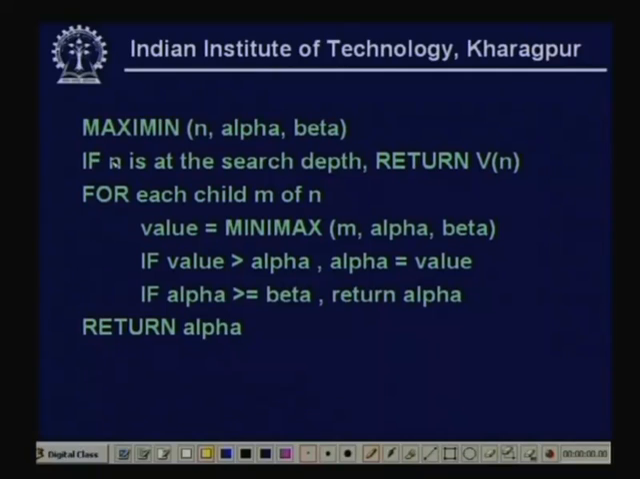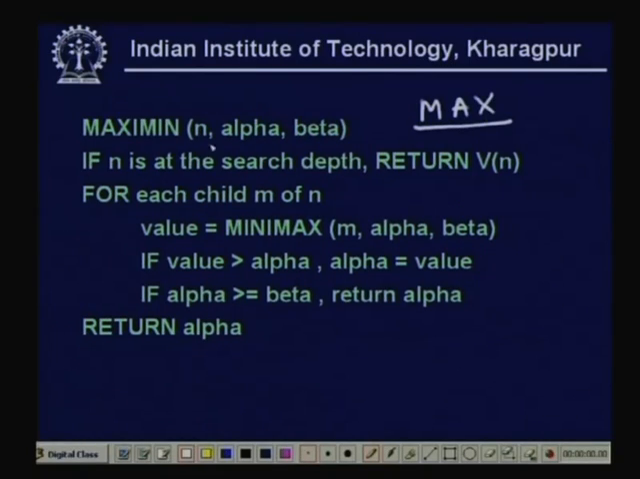Now, let us try to outline the entire minimax search. So, we assume that maximin is done at a max node and minimax is done at a min node. And let us assume that Vn is the static evaluation of node n. Now, we outline the algorithm for maximin and minimax. So, maximin is done at a max node.